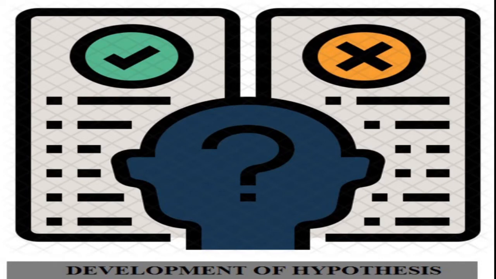The third point is development of hypothesis. What is a hypothesis? A hypothesis is a possible or tentative outcome. It predicts the result. For example, if you do not study, your result is likely to be poor. But many students score better even without studying. So the hypothesis should be a tentative statement. The hypothesis has to be tested, not proved.